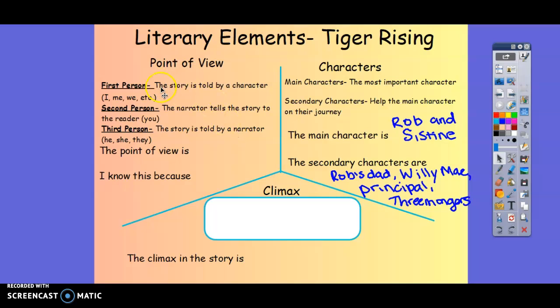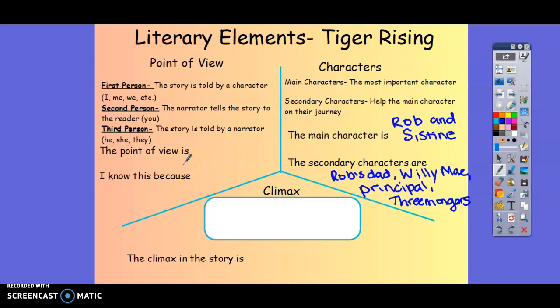And remember, first person: I, me, we. Second person: the narrator is telling us the story. Third person: the narrator is talking about the characters. He did this, she did this. So we need to think about what point of view the story is told from. Well, we want to think about how is the book written? What does the author say?